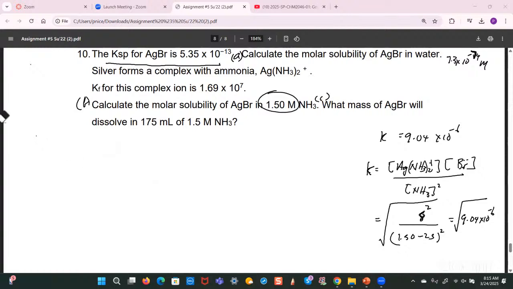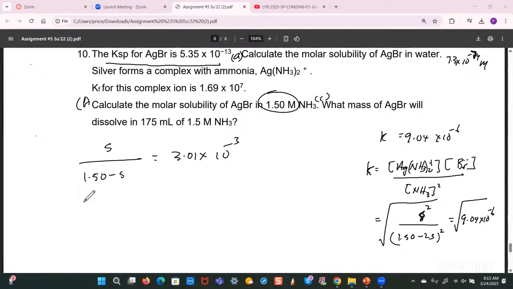So basically, I'm going to end up with S over 1.50 minus S, and that would be equal to the square root of 9.04 times 10 to the minus 6. I find the square root of that, and according to my calculation, this works out to be equal to 3.01 times 10 to the minus 3.